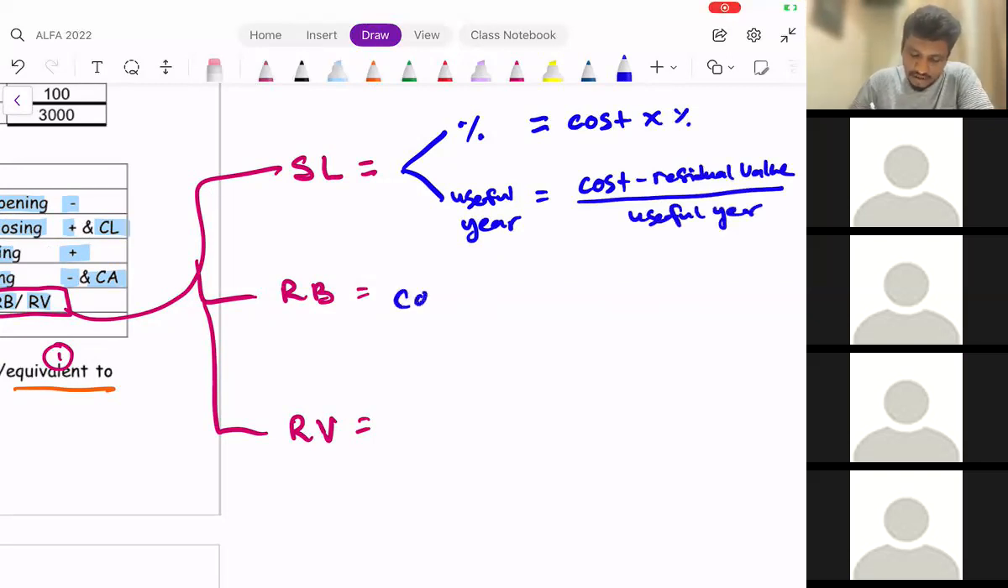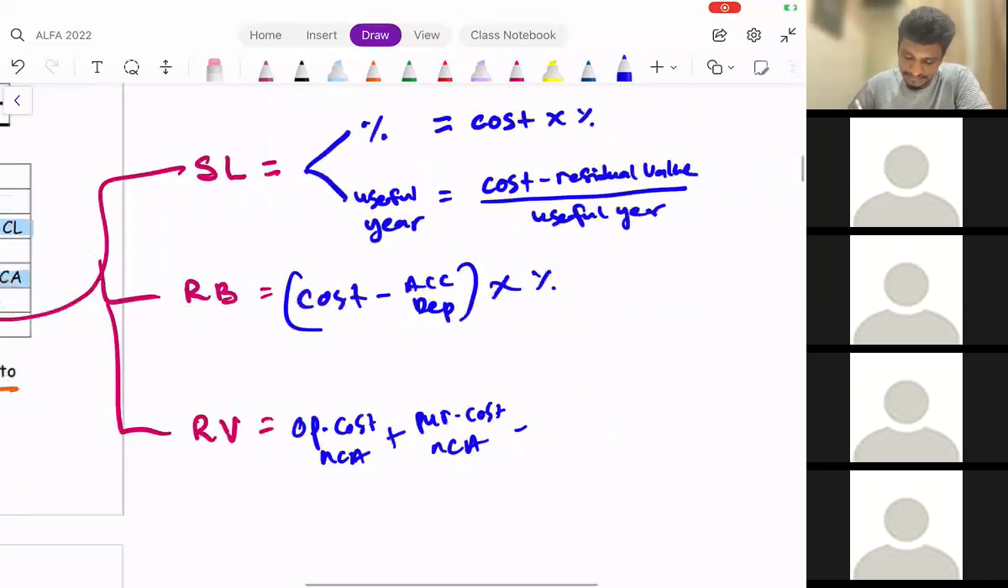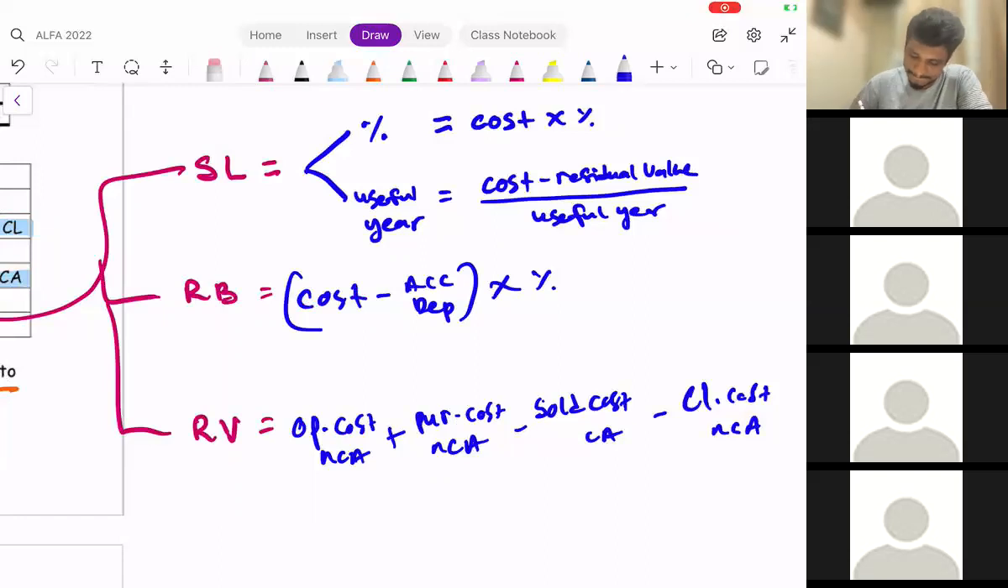Reducing balance is, we take the cost minus accumulated depreciation times the percentage. Revaluation is opening cost of the NCA plus purchase cost of NCA minus sold cost of NCA minus closing cost of NCA. You get it? The student who asked me to explain, do you understand this?